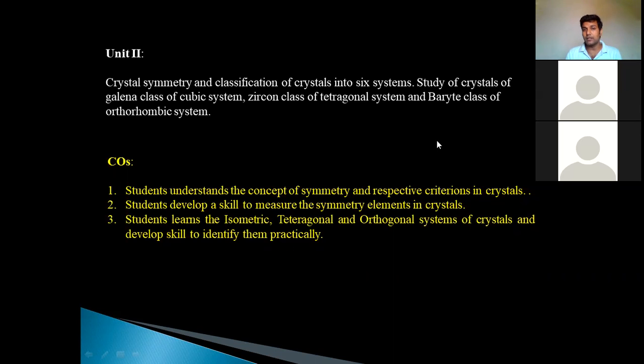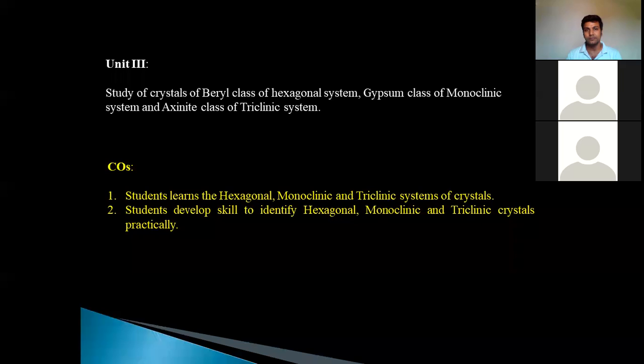Students learn the isometric, tetragonal, and orthogonal systems of crystals and develop skills to identify them practically. It is a very important outcome of this unit that you'll learn the isometric, tetragonal, and orthogonal systems of crystals, and then you will be able to identify them practically. You'll be given a specimen, and you have to identify to which crystal system that specimen belongs. You'll develop such skills by studying this unit. So these are the outcomes of Unit 2.